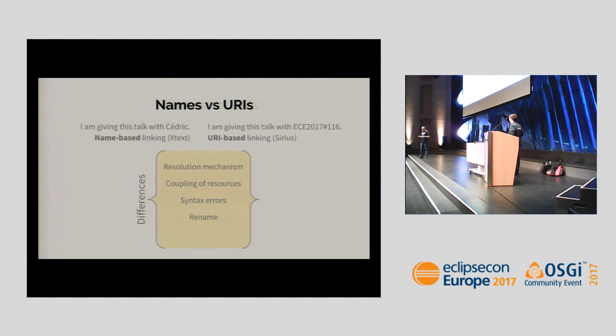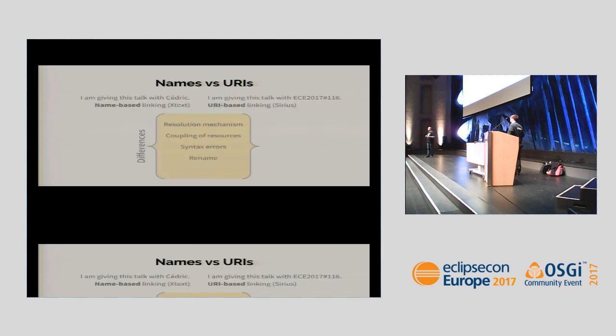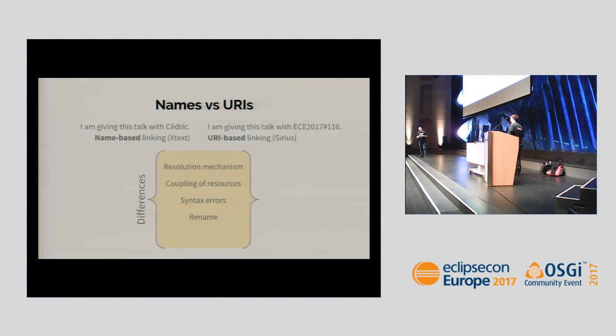A rename is a completely different operation in a name-based system than in a URI-based system, because in a URI-based system, a name is just a property of an element. I can change it to whatever value I want. But when I change the name in a name-based system, I have to make sure that everyone who refers to the object by that name also updates that reference. This is called a rename refactoring. So that will affect a lot of resources, while in a URI-based world, I just change one file.